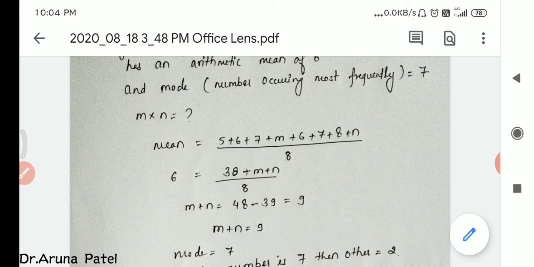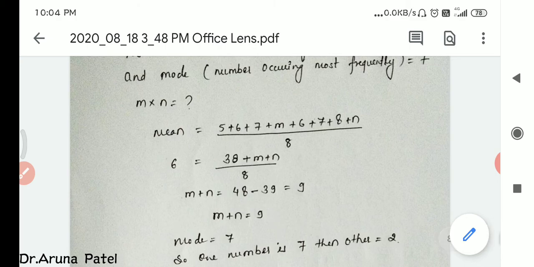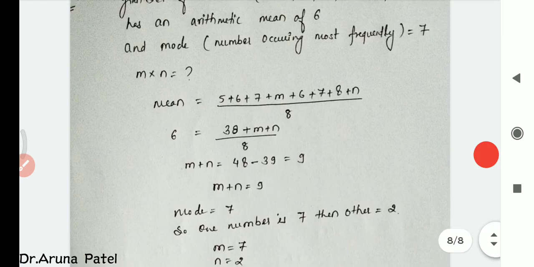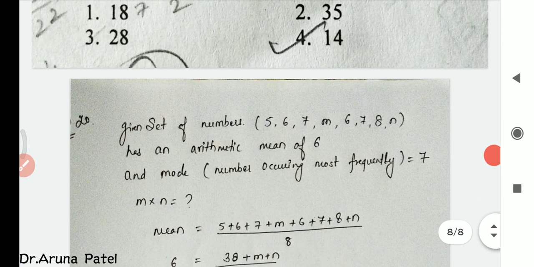Now, if the mode is equal to 7, the other number must be 2. Then the sum M plus N is equal to 9. So we have to find the product of that, M cross N. If one is 7 and the other is 2, then 7 into 2 is equal to 14. So this is the answer for this question.